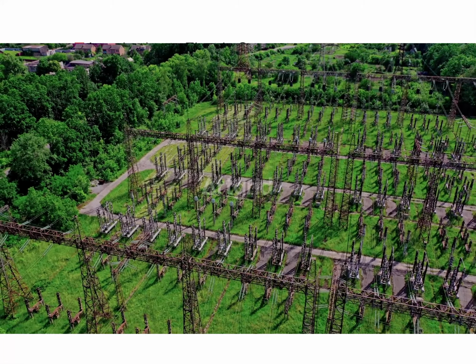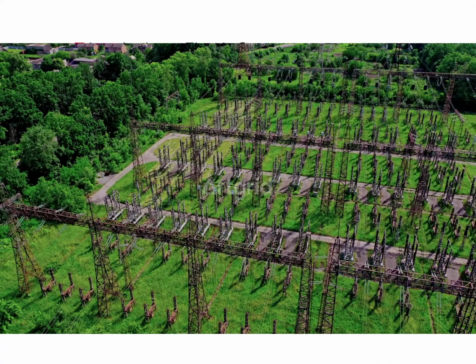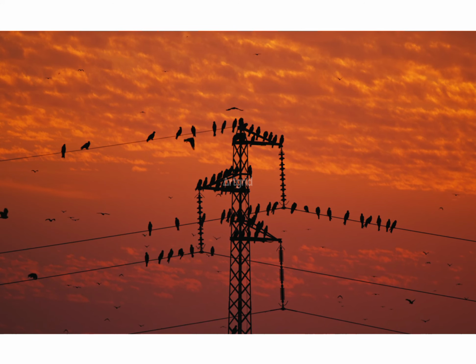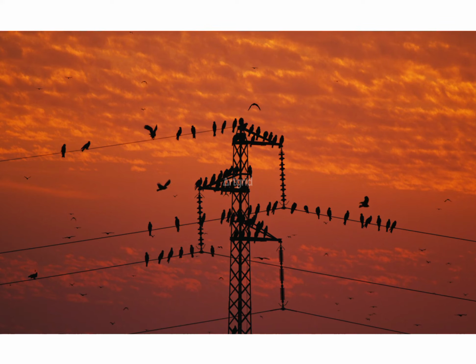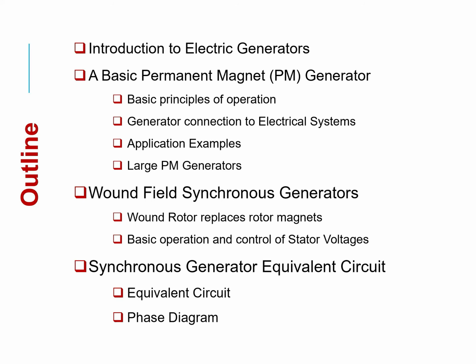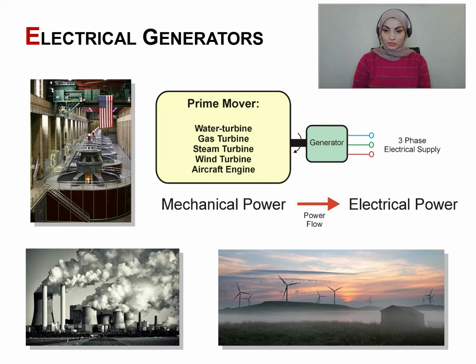The basic one is the permanent magnet generator. We are going to discuss its basic principle of operation and the generator connection to electrical system. We are going to talk about some application examples as well as discuss the large PM generators. We will also discuss in detail another type of generators called the wound field synchronous generators. We are going to come up with their equivalent circuit and we will discuss and analyze their phase diagram.